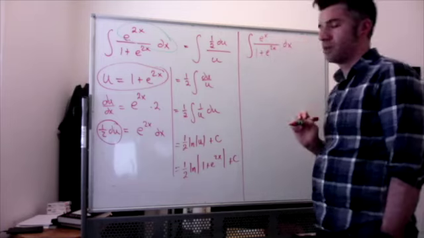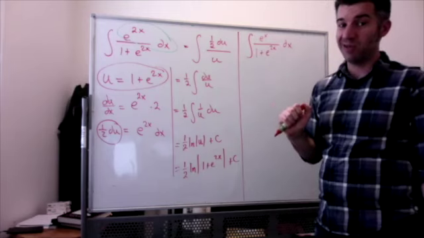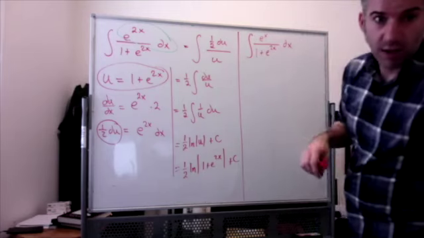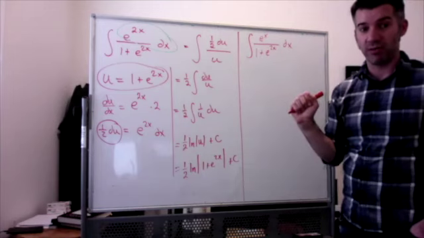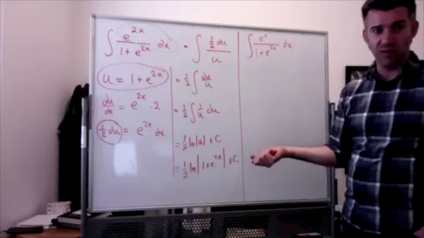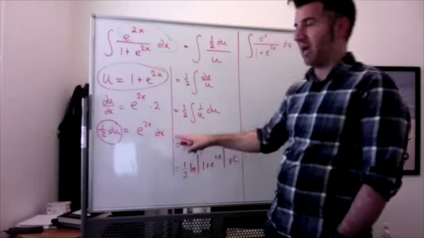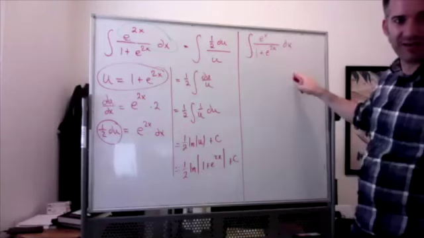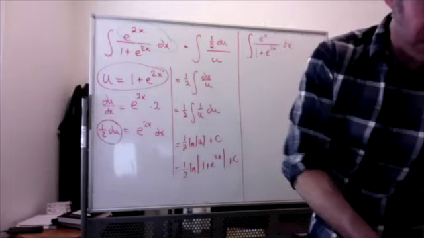Okay, so now we have a very similar looking problem, but it's actually going to be very different. So now I have, instead of e to the 2x over 1 plus e to the 2x, e to the x over 1 plus e to the 2x. And the issue here is that if we make the same choice for u, our du is e to the 2x dx. But I don't have an e to the 2x times dx, I have an e to the x times dx. It wouldn't work, but we could try to break it up.